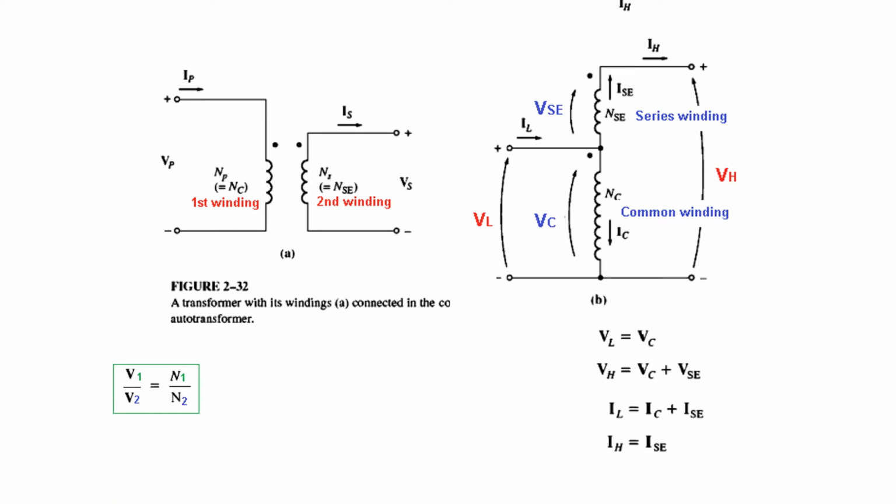We also know for a general transformer that the voltage ratio, that is V1 over V2, is equal to N1 over N2. So keeping this in mind, we can also write that VL over VH is equal to this turn ratio NC divided by the sum of the turns, so NSE plus NC. And we know that in case of current, the turn ratio reverses, so this one will go at the top and this one will come at the bottom. So IL over IH is shown here.